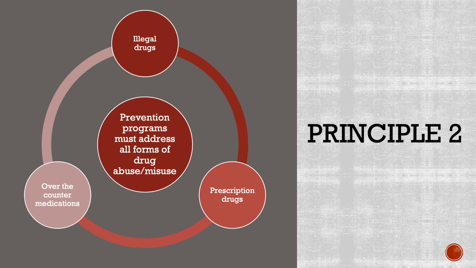As we develop a prevention program, Principle 2 reminds us that a good prevention program must discuss all drug conditions. These include legal drugs such as alcohol and nicotine, illegal drugs such as heroin, fentanyl, and cocaine, and prescription drugs like opioids and over-the-counter medications.